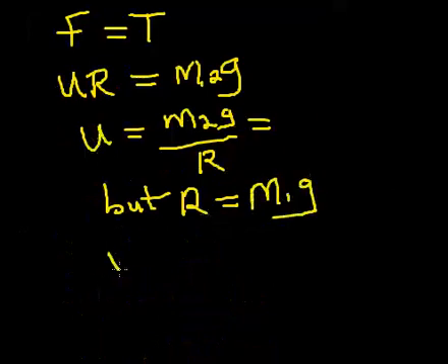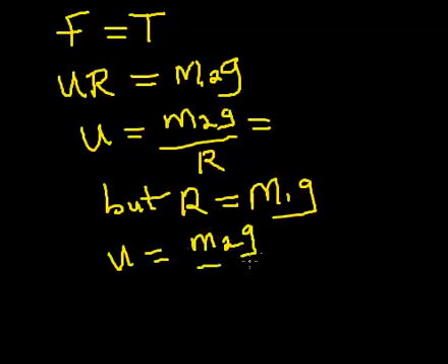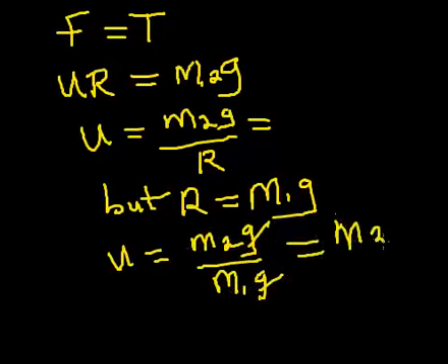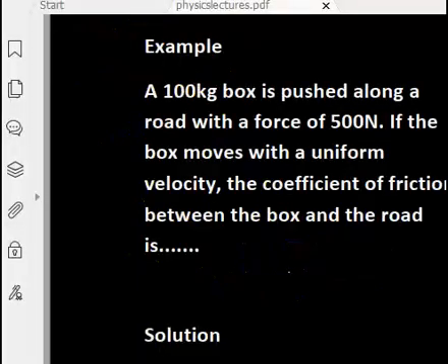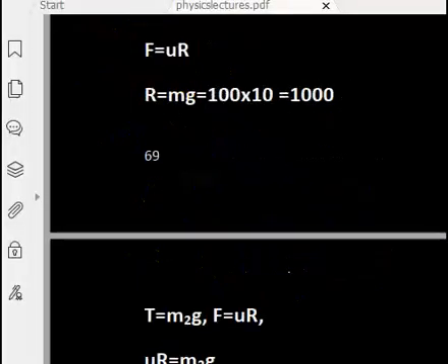In that case, we can simply say that the coefficient of frictional force is equal to m2g divided by m1g. So g cancels g. We now have m2 all over m1. As simple as that, m2 all over m1. That is it. Please take note of that as we proceed.